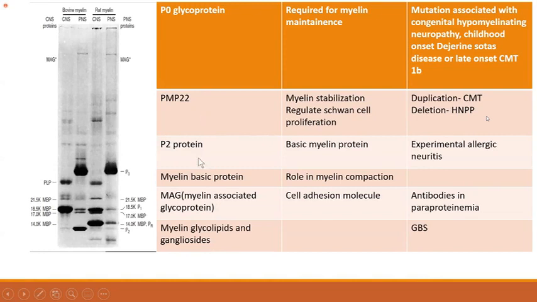PMP22 and MAG and other proteins and glycolipids form minor bands. PMP22 is helpful in myelin stabilization and also regulates Schwann cell proliferation. Its duplication is associated with CMT, and deletion is found in hereditary neuropathy with pressure palsies. Myelin-associated glycoprotein is a cell adhesion molecule, and it helps in the adhesion of the myelin to the axolemma. Antibodies against MAG may be present in paraproteinemias and anti-MAG neuropathies. Antibodies against gangliosides are found in variants of GBS.